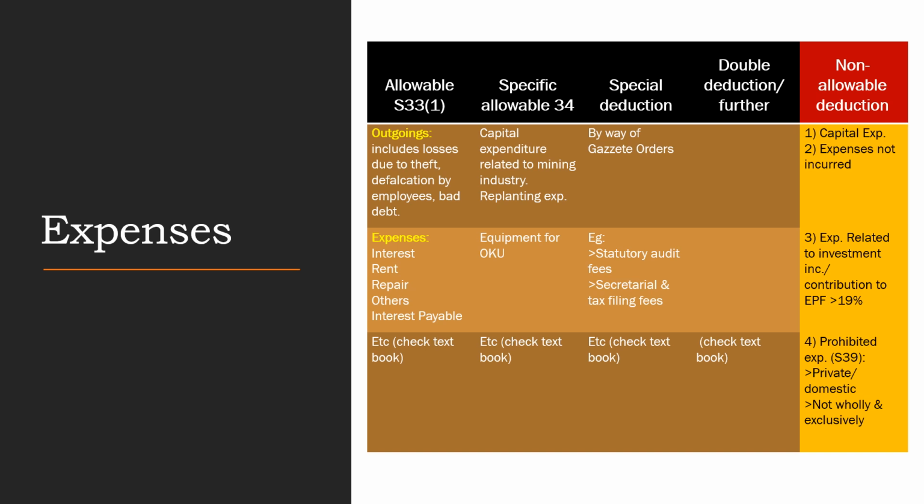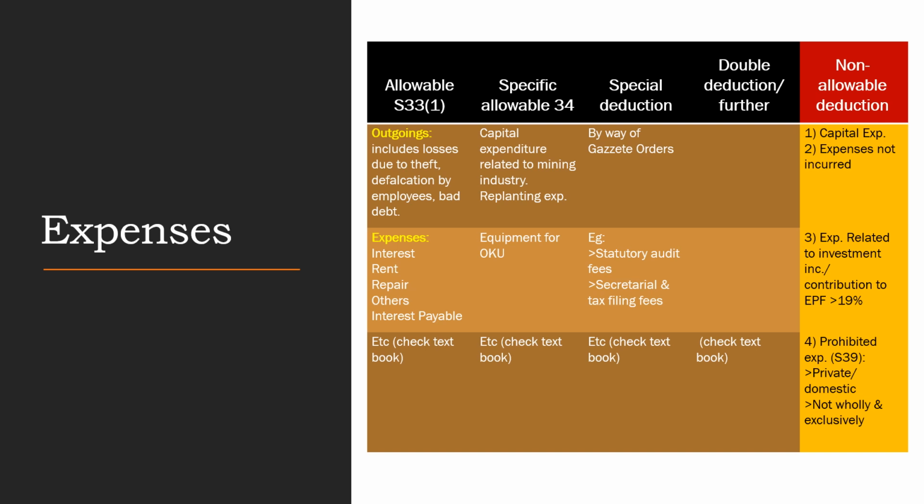Non-allowable deductions, for example, capital expenses, expenses not incurred, expenses related to investment income. So expenses related to investment income such as rental income, you need to exclude from the expenses to arrive at adjusted income first, and then you deduct under the rental income. Then other items that are not allowed, for example, the contribution to EPF which is more than 19%. So we need to add back the portion which is more than 19%.